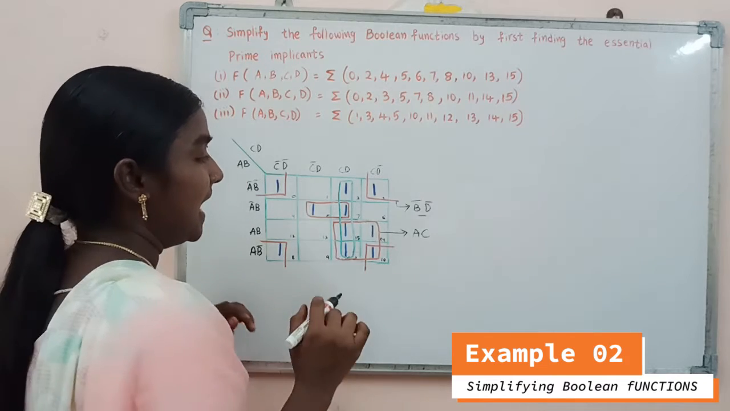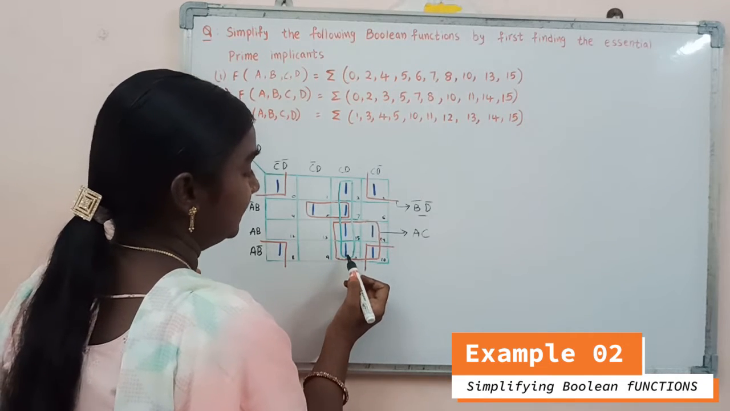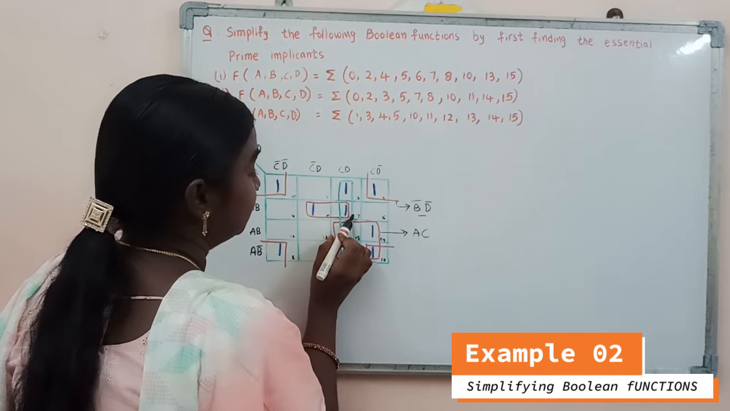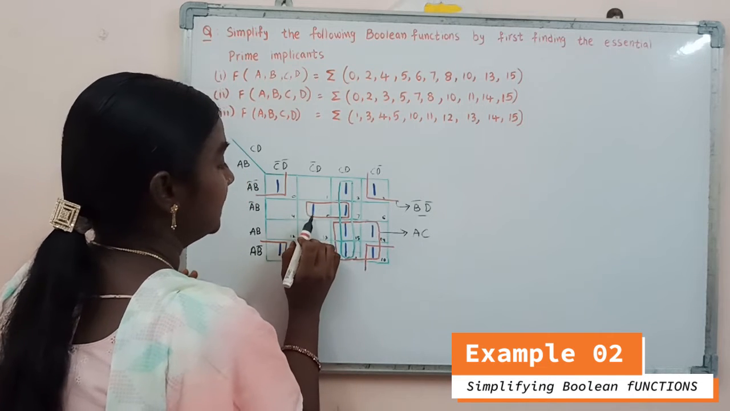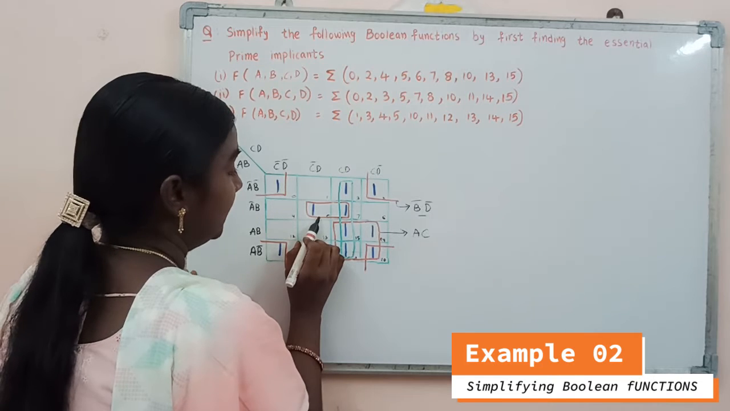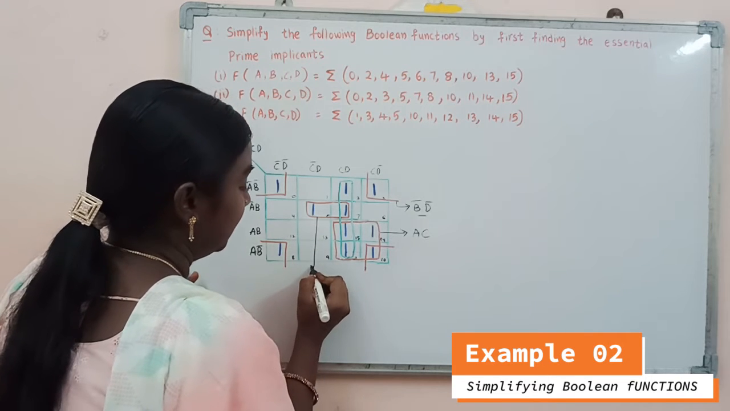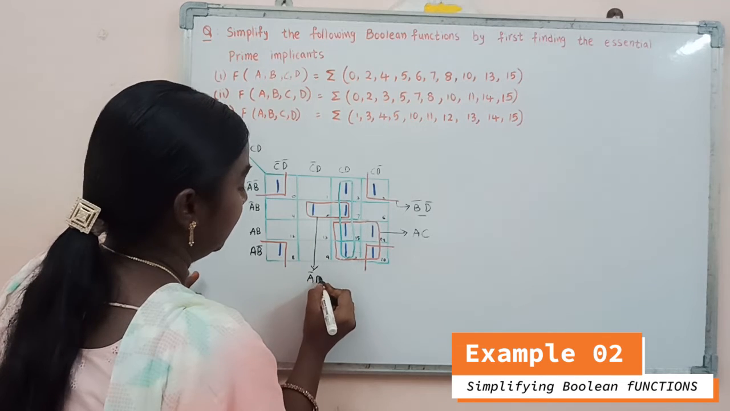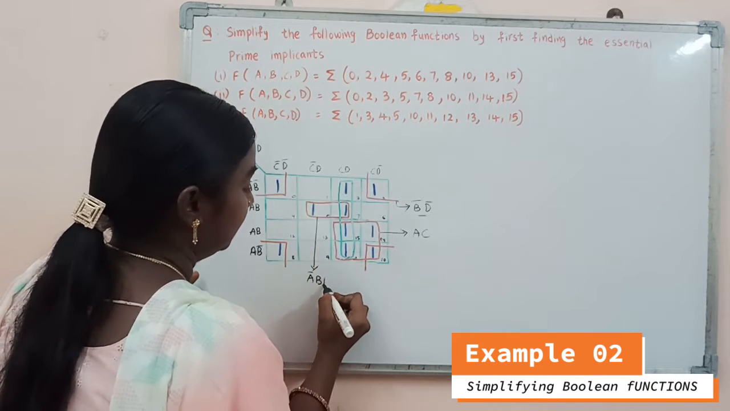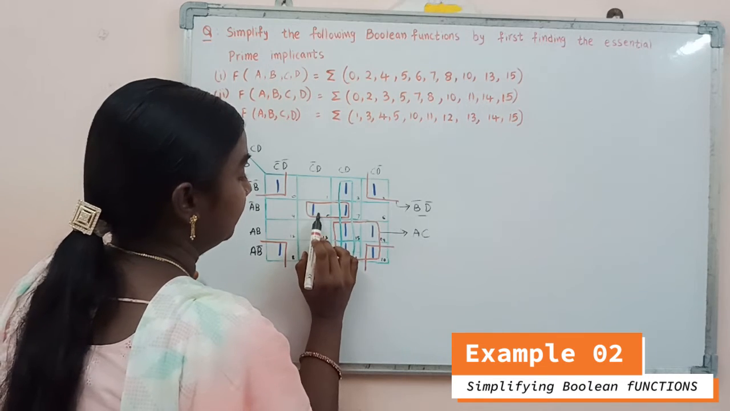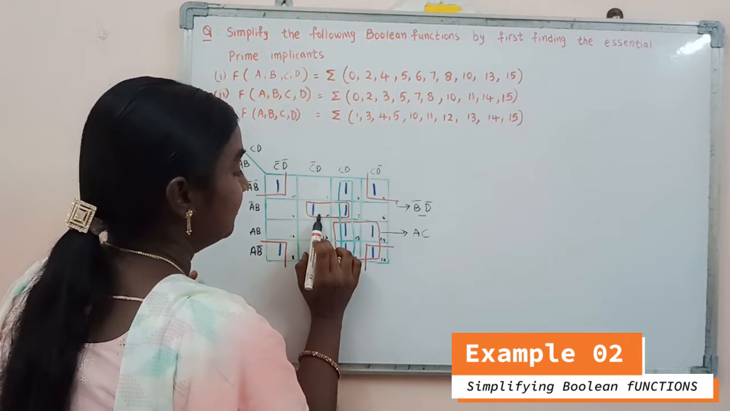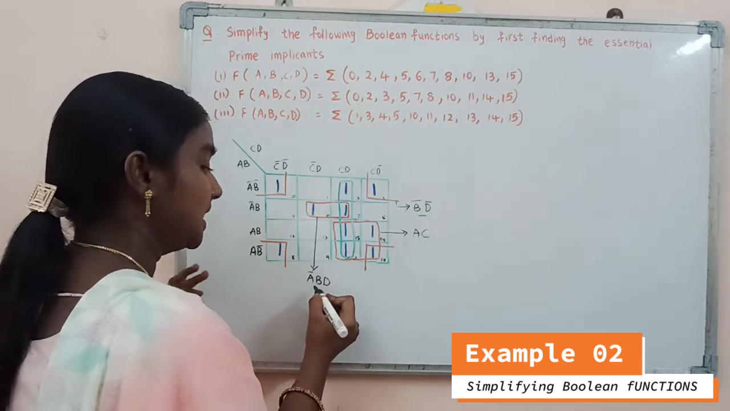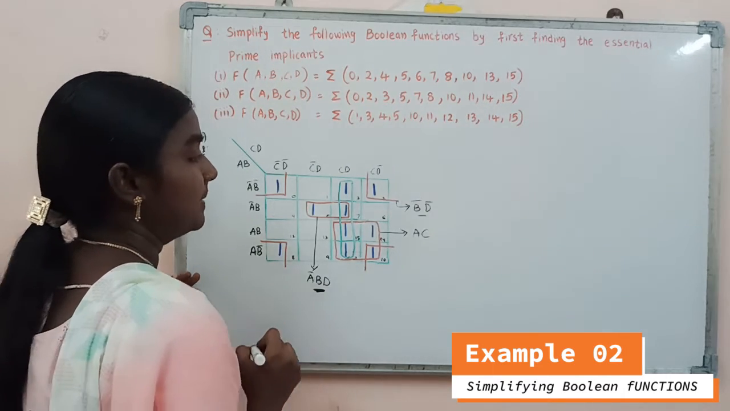Now coming to the other group, M5 and M7. With these two ones we can make a group here. The prime implicant can be equal to A bar, B and D. Here we also consider the M5 minterm, which is not covered by any other prime implicant, which means this is also an essential prime implicant.